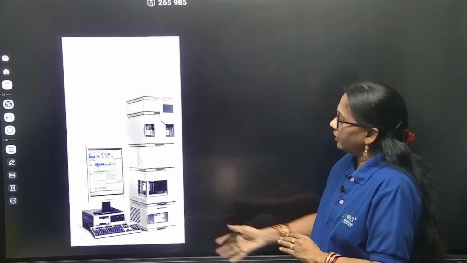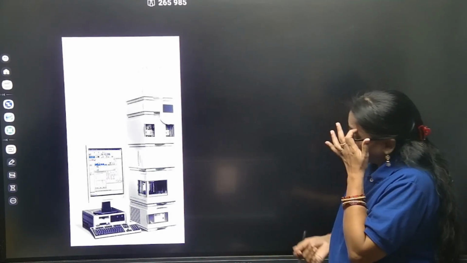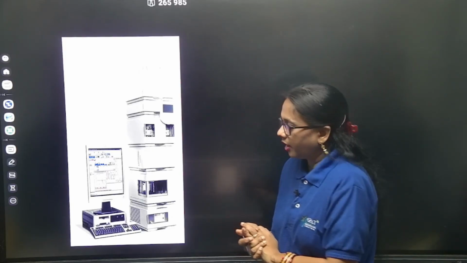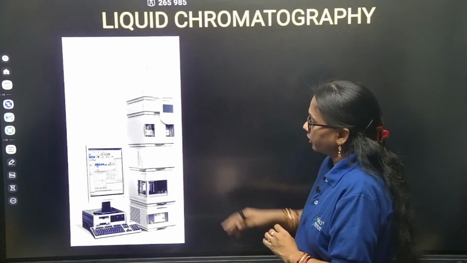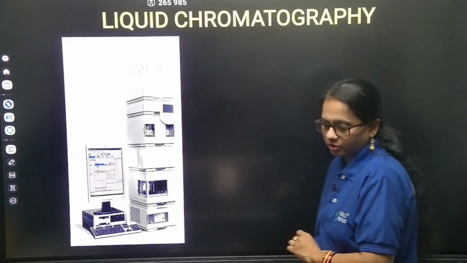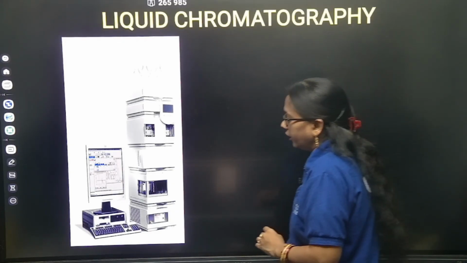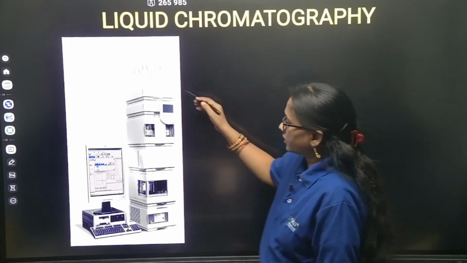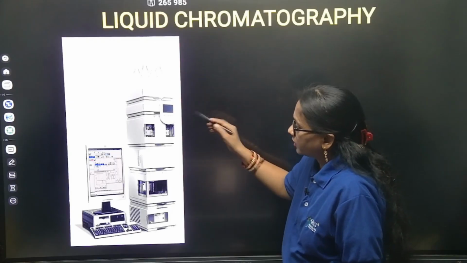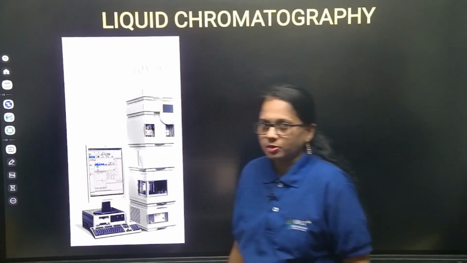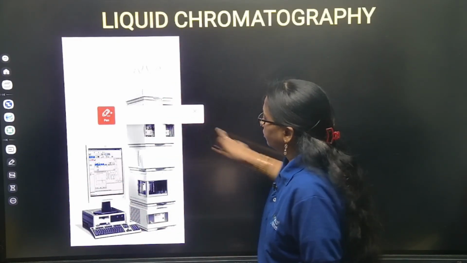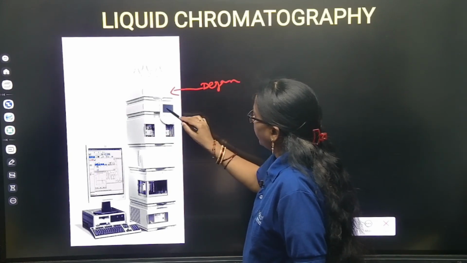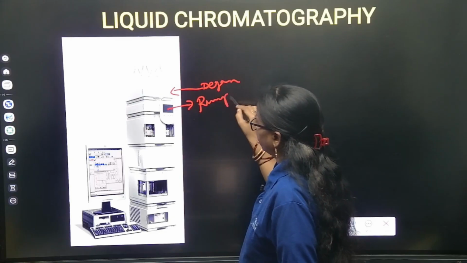And this is the simple outline of the HPLC, high performance liquid chromatography. It is a single stack HPLC. In this you are going to see, first of all, the solvent reservoirs, solvent bottles. Afterwards the degasser is going to be there. Then afterwards you are going to observe the pumping systems. This is the degasser and the pumping system, pumps are going to be present.